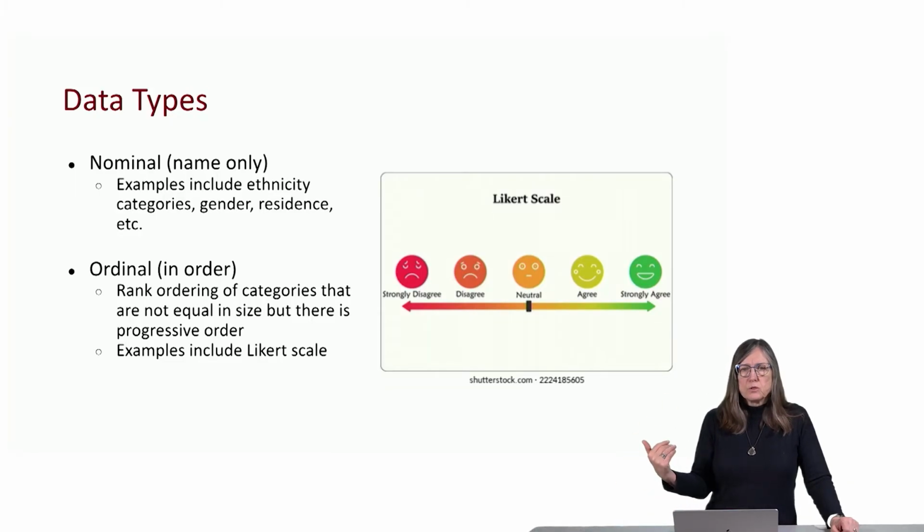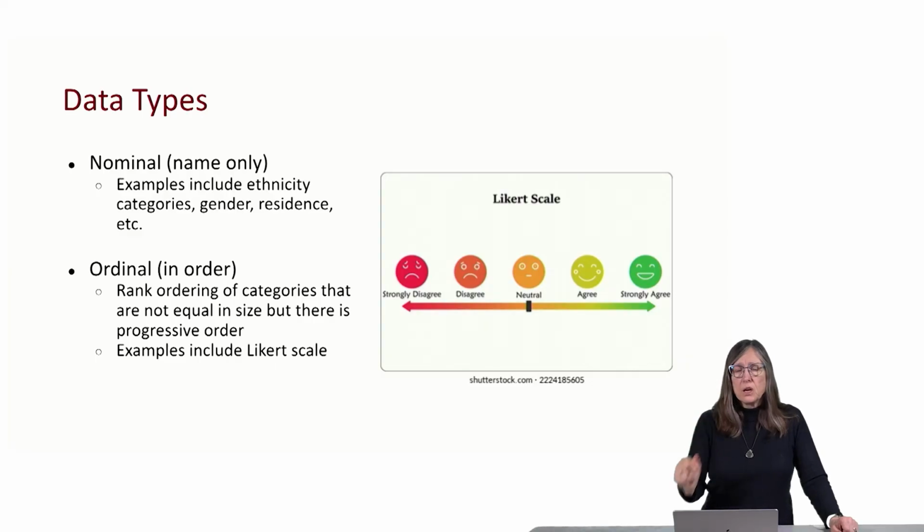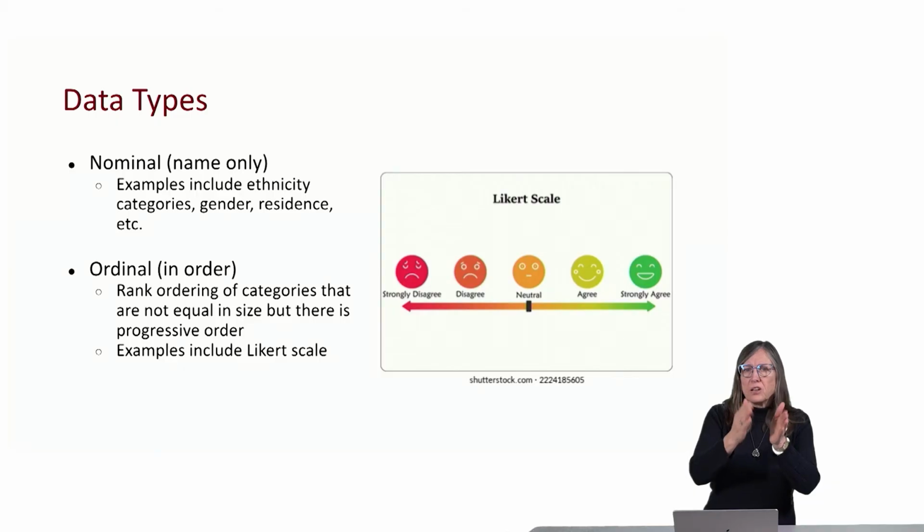And although we as researchers might want people to think that or to use this scale like the difference between strongly disagree to disagree is identical to the step between neutral and agree, it really usually isn't. So there's an order, but not equal sizes between those categories.